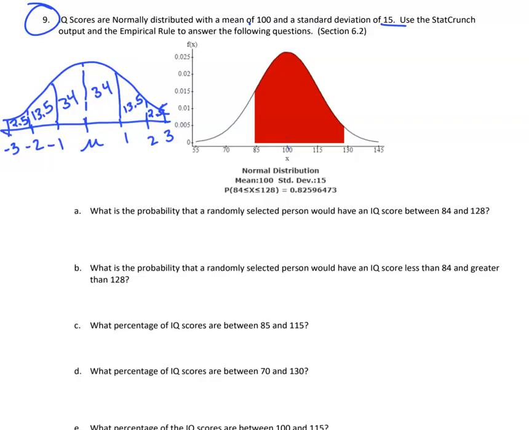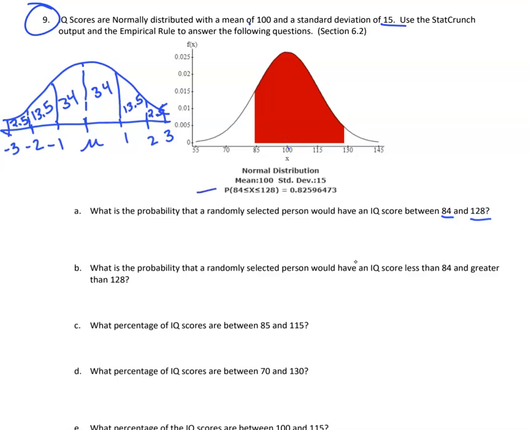All right, now let's go back to the questions here. It says, find the probability that a randomly selected person would have an IQ score between 84 and 128. Now, we're not trying to trick you here. This actually does not involve StatCrunch, this first part of the question. This is just a matter of reading the screen. I'm sorry, scratch that. It does involve StatCrunch. It does not involve empirical rule. This involves just reading the screenshot here.